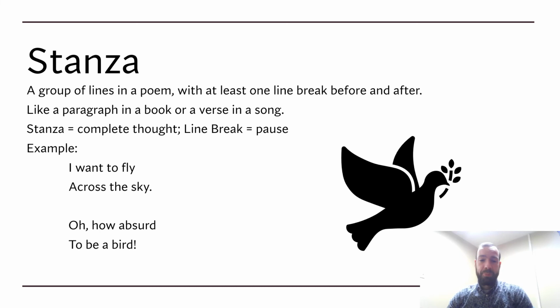Here's a good example. I want to fly across the sky. Oh, how absurd to be a bird. So here you can see we've got 2 stanzas, and we can tell that because there's a line in between that's blank. That's what we call the line break.